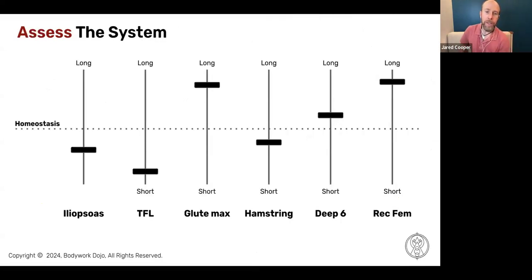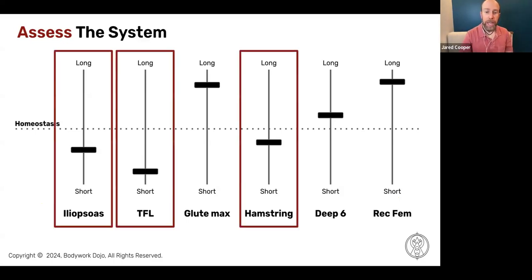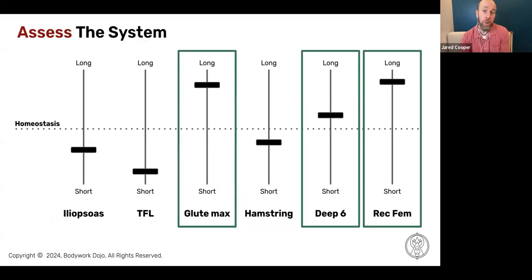So here is my little drawing of how to think about this. The first thing you want to do is assess the system. If you look at the iliopsoas, TFL, glute max, I just put a bunch of muscles there on the bottom, and you assess how long somebody's muscle is, how far it goes, from short to long. You find out that some stuff like the TFL, the iliopsoas, and the hamstring is too short, and other stuff might be too long.